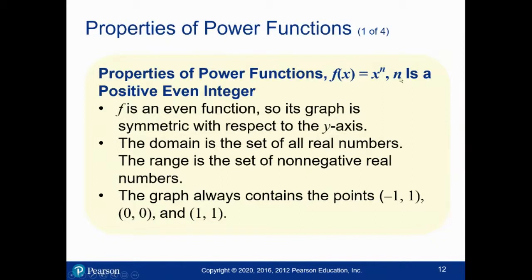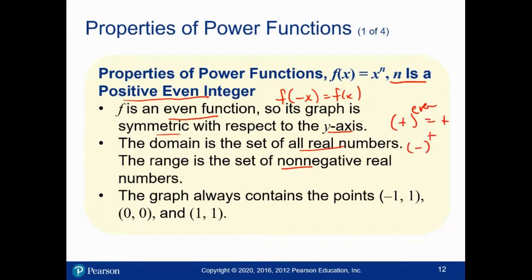So suppose n is an even integer. Then the function is an even function. Remember, that means that f of negative x is equal to f of x, and it means that you have symmetry across the y-axis. The domain is all real numbers. The range is non-negative real numbers, because we are raising numbers to an even power. So even if I put a positive number to an even power, I get out positive. But if I take a negative number to an even power, I also get out a positive number. So I'm not going to get negative numbers out of these even powers.